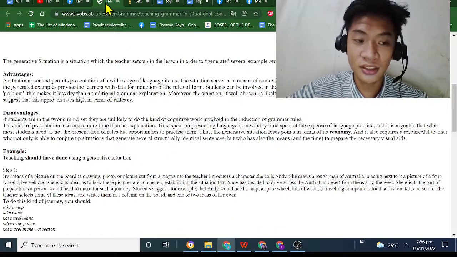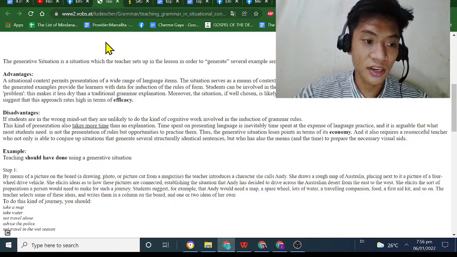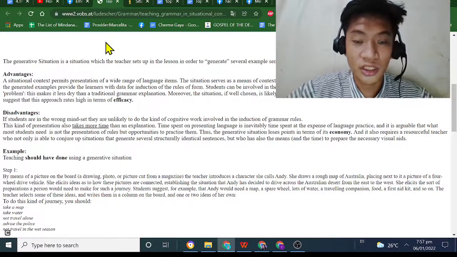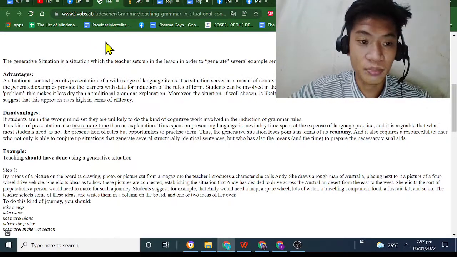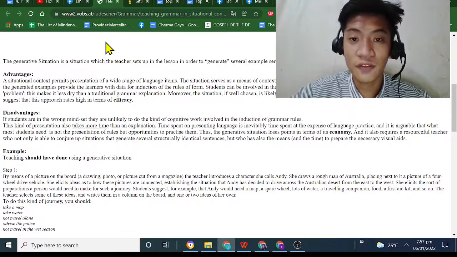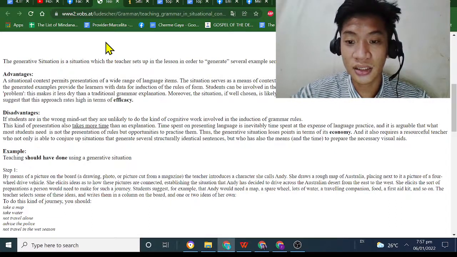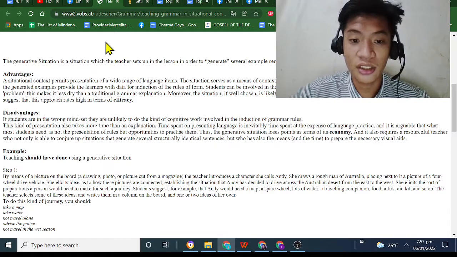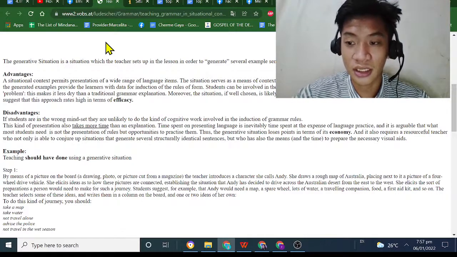So, the advantages and disadvantages. Advantages: a situational context permits presentation of a wide range of language items. The situation serves as a means of contextualizing the language, and this helps clarify its meaning.